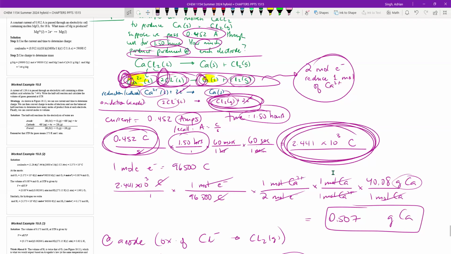So the only new thing that we're learning here is how we use the current and the time to get the charge. And then we're incorporating the second set of steps here. We're incorporating things you already know how to do. You already know how to do stoichiometry. You already know how to do molar masses. And we're now using Faraday's relationship to get from charge to moles of electrons.